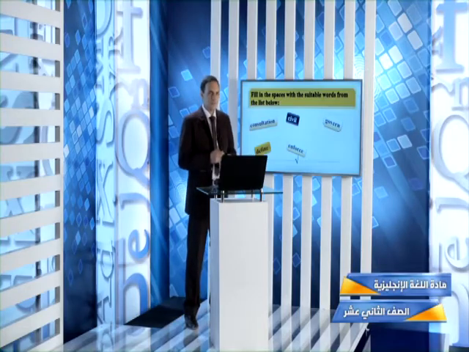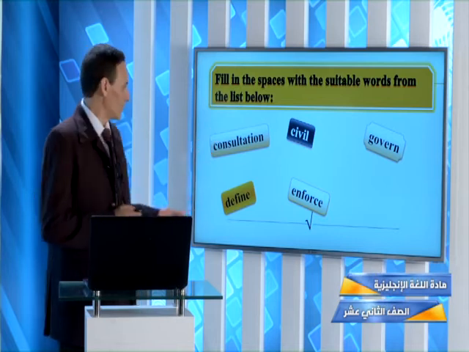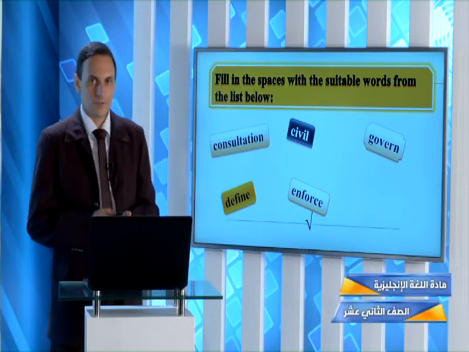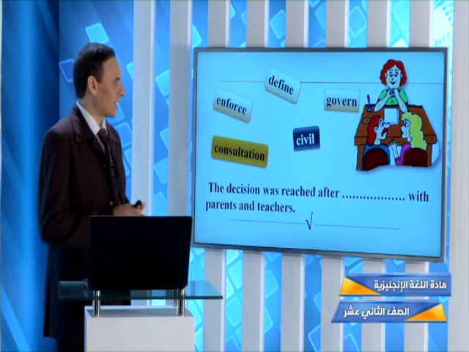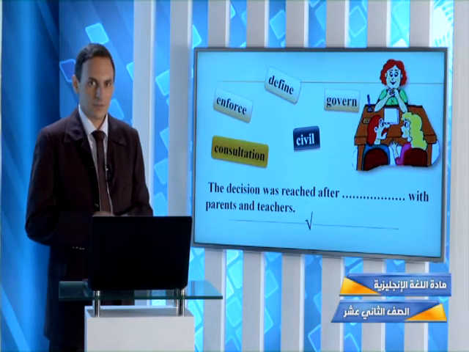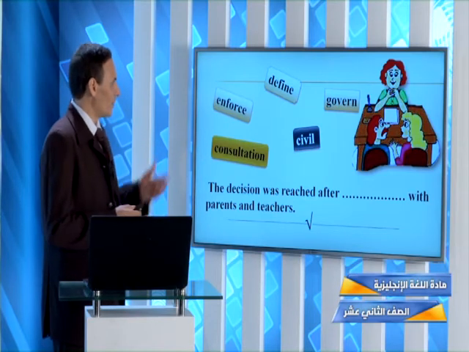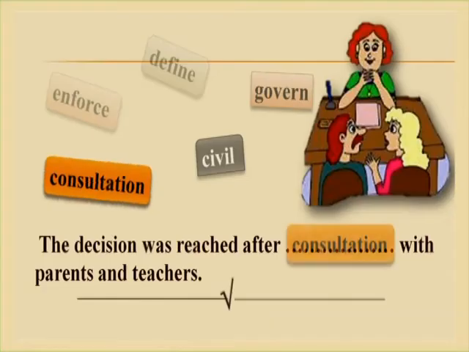The list is consultation, civil, govern, define, and enforce. First sentence, the decision was reached after space with parents and teachers. So try your hand. Pick up a word and complete the space. Good. It's the word consultation, and the sentence reads, the decision was reached after consultation with parents and teachers.